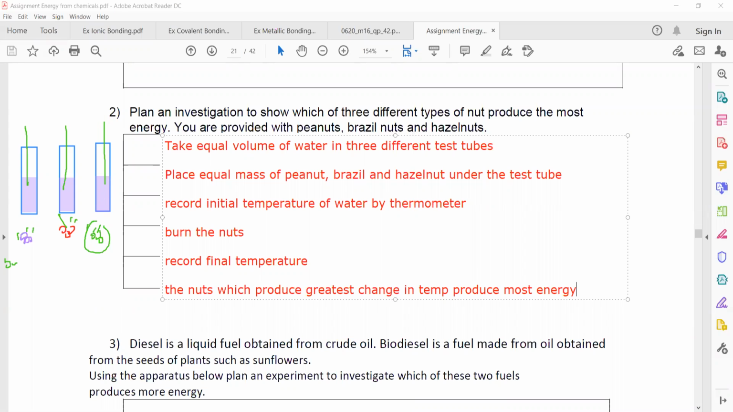Is it clear? Any doubt in this experiment? How we plan an experiment? This is a Paper 6 question, alternative to practical, in which you have to plan experiments to show that the reaction is exothermic when you're burning, and which reaction produces the highest amount of energy. Any doubt in this?